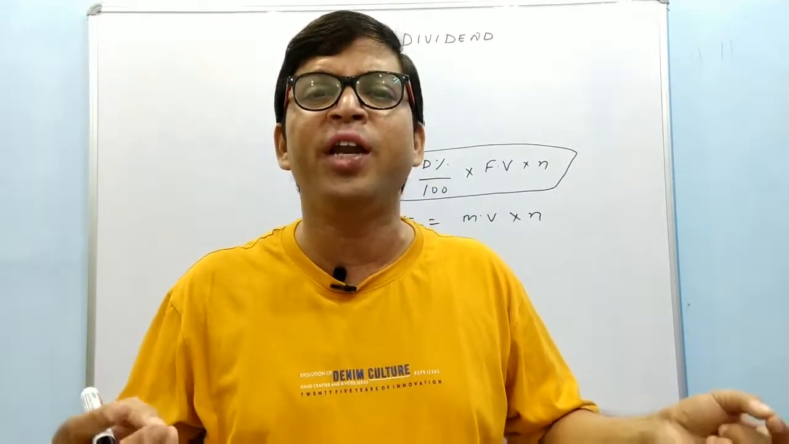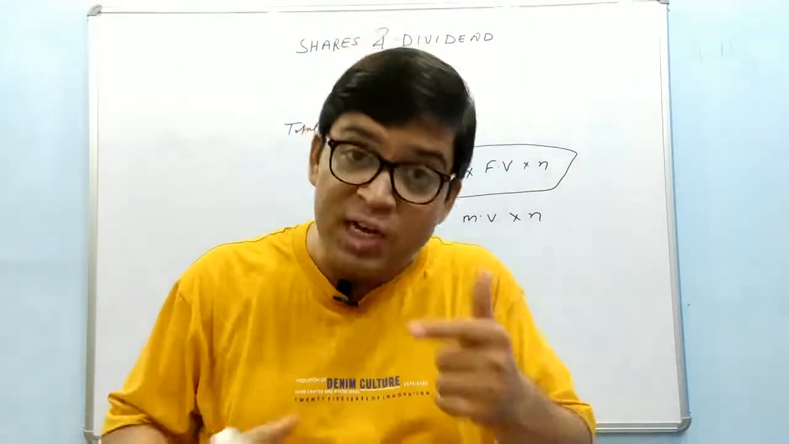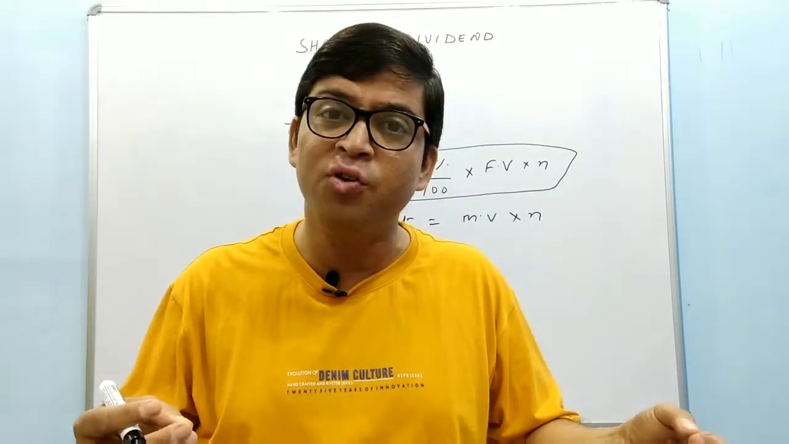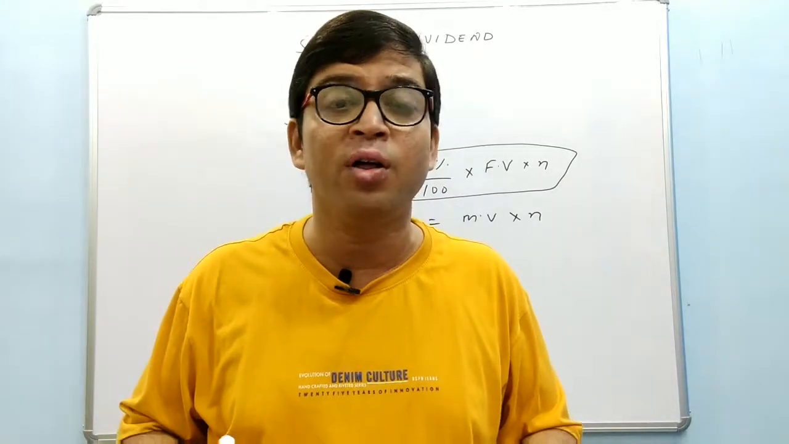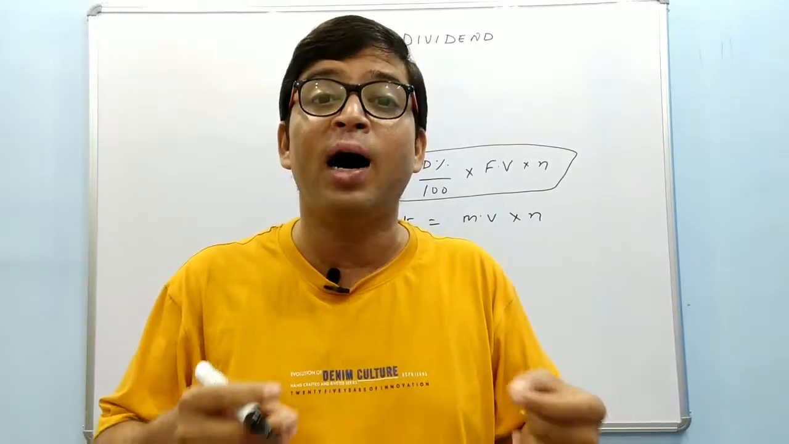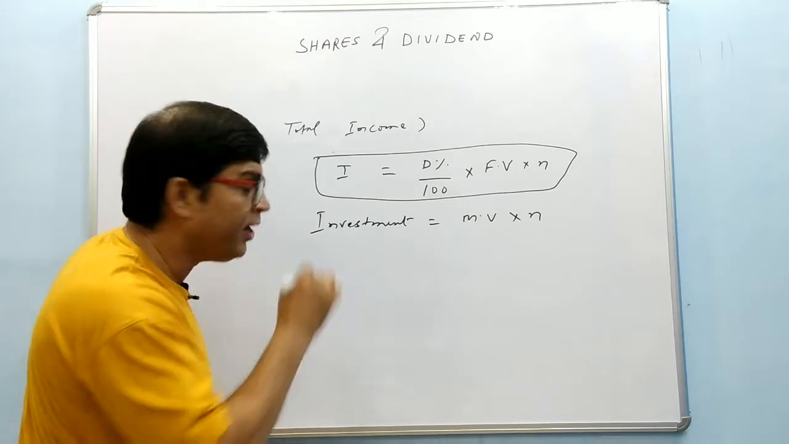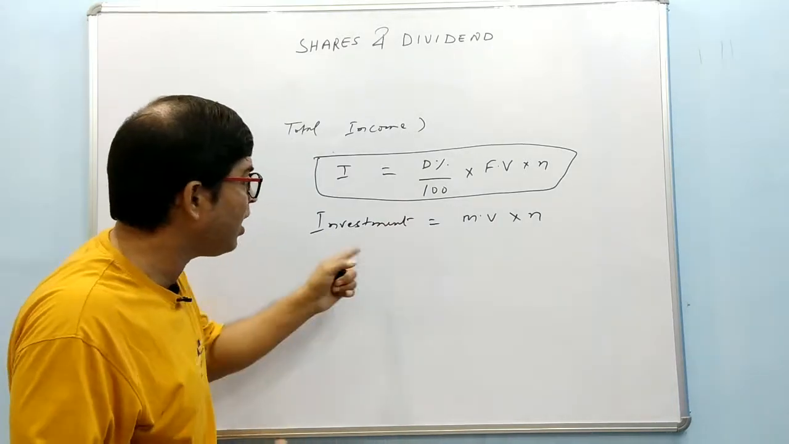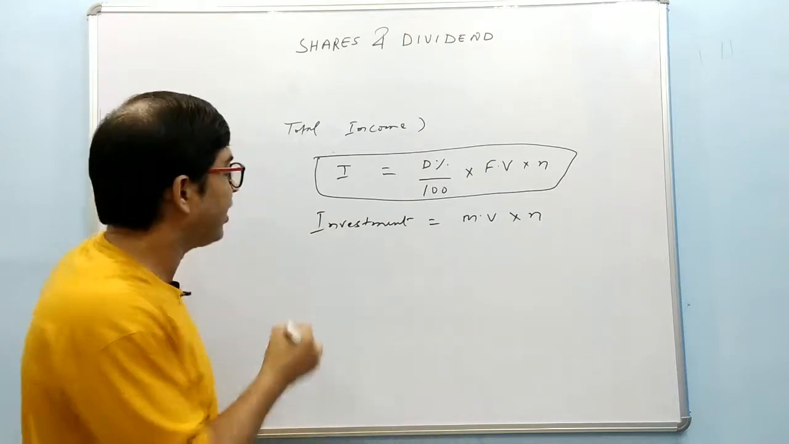I am telling you, in 10th class nothing is tough. Just if your translation is okay and your basic understanding is okay, everything will be under your control. So from here we can derive another formula also. N is equal to investment by market value.